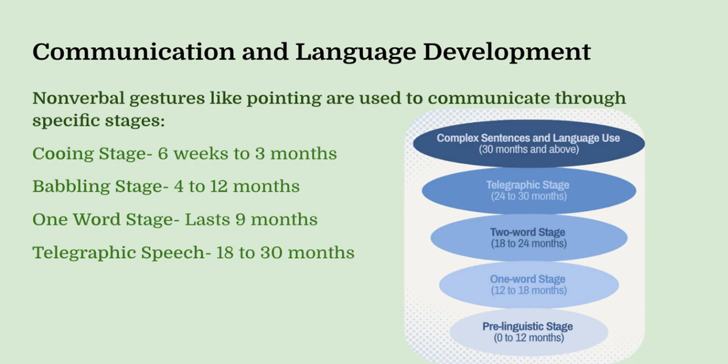People use nonverbal gestures like pointing to communicate through specific stages. These stages include cooing, which is from 6 weeks to 3 months, when babies use vowel-like sounds. The babbling stage is from 4 to 12 months. It's when babies use repetitive consonant vowel sounds like mama. The one-word stage is when children use single words for entire ideas, and this stage usually lasts 9 months. The telegraphic speech is when children use 2 to 3 words to communicate, and this lasts from month 18 to month 30.